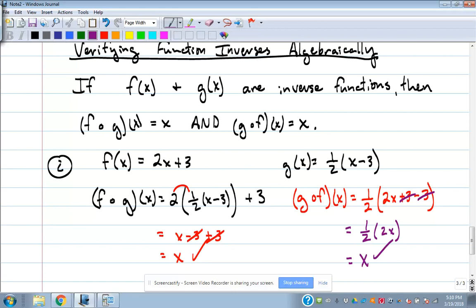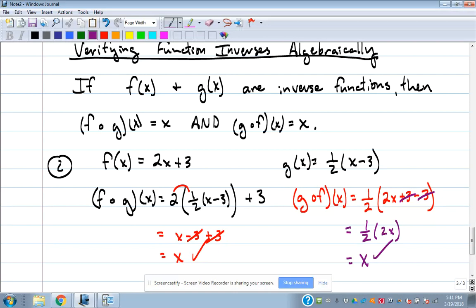If you get anything besides plain, nothing fancy, plain old x, they're not inverses. If it's negative x, not inverses. If it's x plus 2, not inverses. If it's the square root of x, it's not an inverse. It has to be plain x to be inverses with the composition, the algebraic verification.